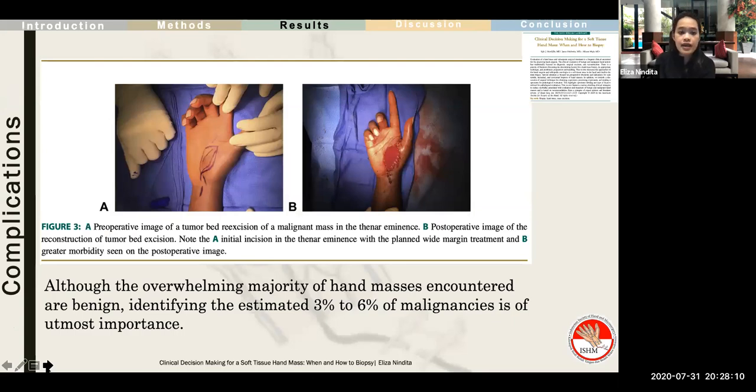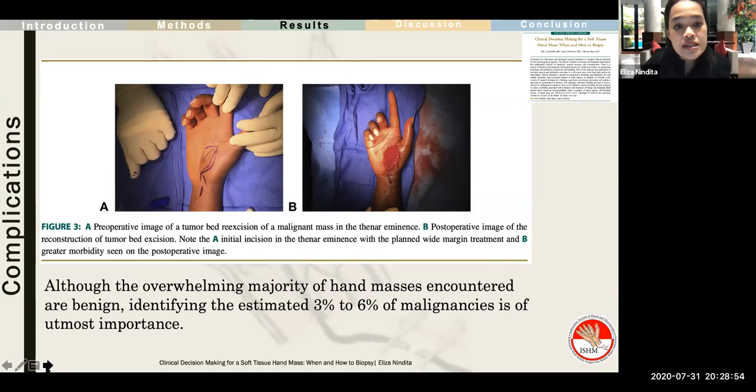And this is an example of the preoperative image of a tumor bed, a re-excision of a malignant mass in the thenar eminence. Well, the journal doesn't really explain why they did a re-excision of the malignant mass, but it's just a reminder that although the overwhelming majority of hand masses encountered are most likely benign, identifying the estimated 3 to 6% of malignancy is of utmost importance. So there is still a possibility of a malignant tumor in the hand.